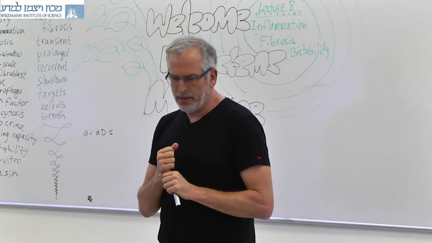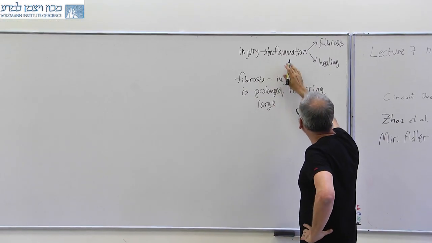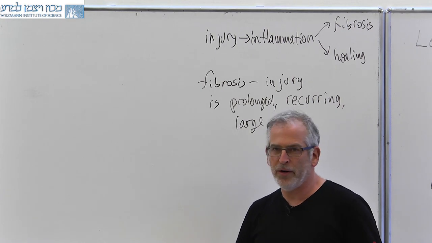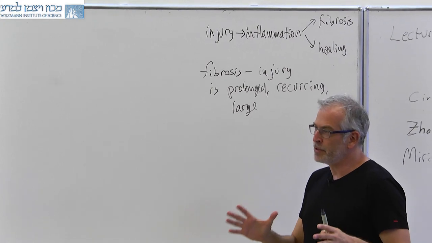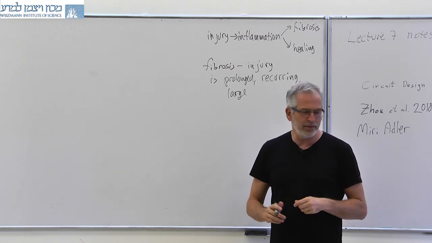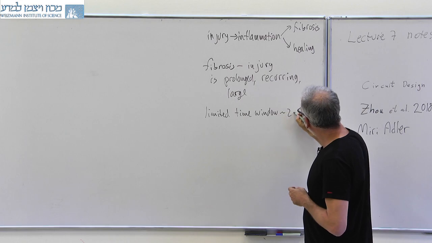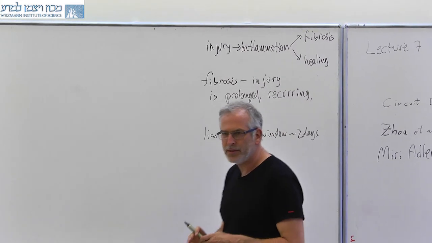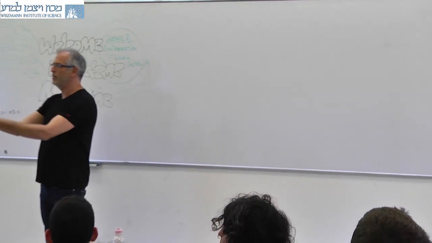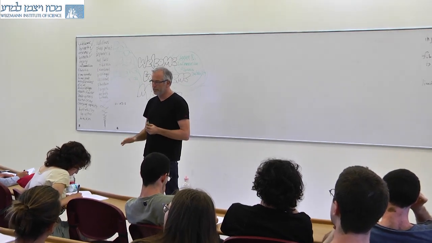And doctors know that if you want to avoid fibrosis, you better stop inflammation quickly. Like after surgery, or after a heart attack, or after stroke, doctors take big measures to stop inflammation. It could go to the extent of cooling the person down, giving anti-inflammatory medication, etc. And there's a limited time window of, let's say, 2 days, where if you stop the inflammation, you get healing. But if you go over this time window, you're going to get fibrosis, even if you stop the inflammation. So it's a critical timing issue.